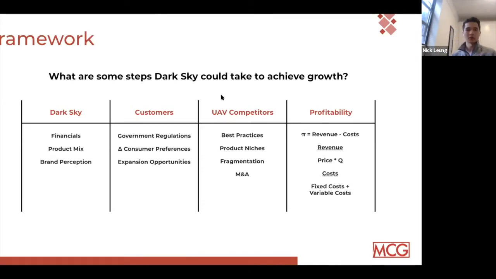Before we get to that, I quickly want to pause and explain what James did there. Essentially, what he did was he frameworked the problem, meaning that he divided up the areas or buckets of the problem that he thinks are important to cover, or that he thinks there might be potential data on. What James first started out with doing was reiterating what the prompt was. Like, what are some steps Dark Sky could take to achieve growth? And in order to do this, we'll look at 4 main categories.